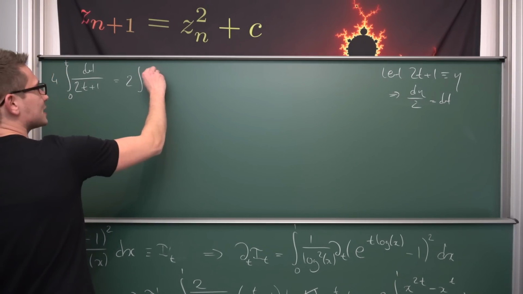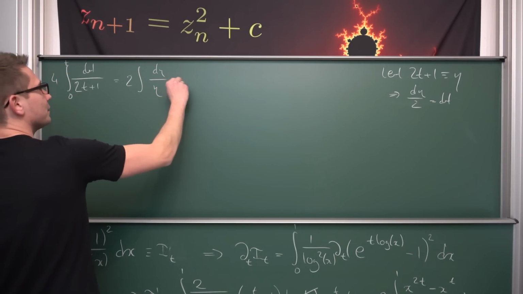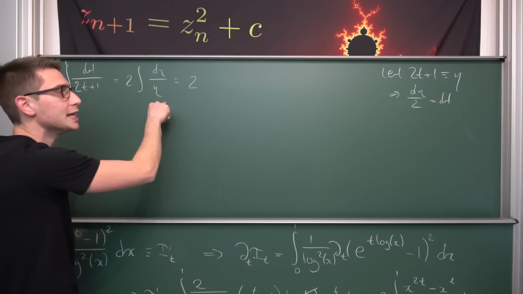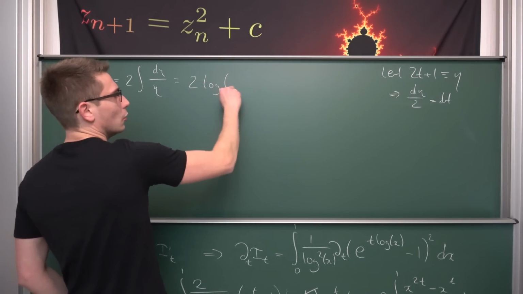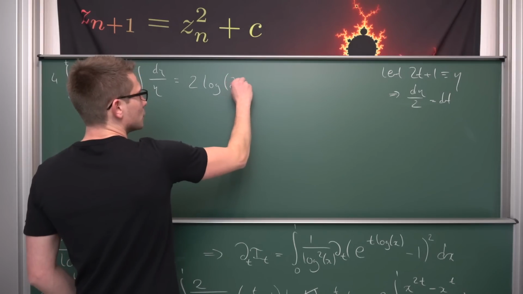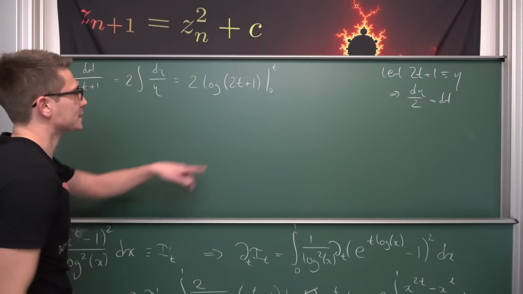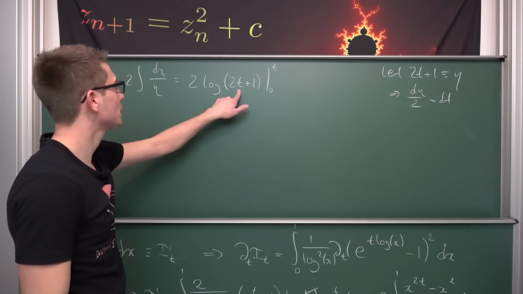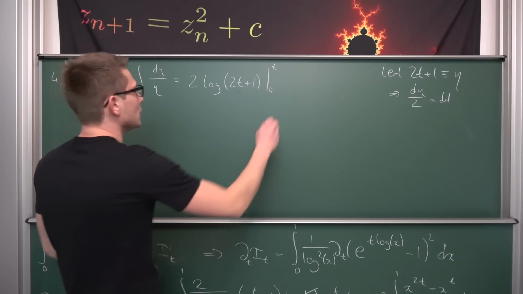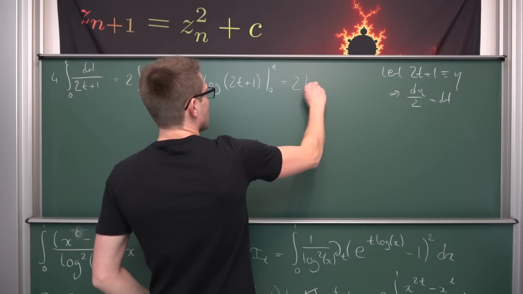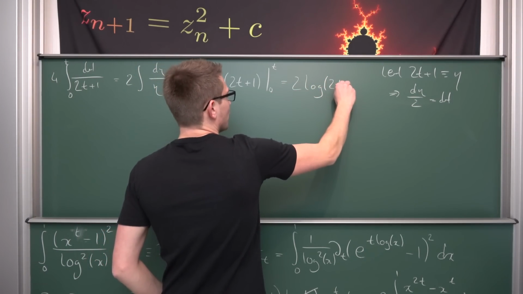Okay, we are going to get d eta over eta, leaving us with 2 times the log of eta, and this is 2 times the log of 2t plus 1 from 0 to t. At 0 it luckily vanishes. Log of 1 is 0, leaving us with this integral being 2 times log of 2t plus 1.